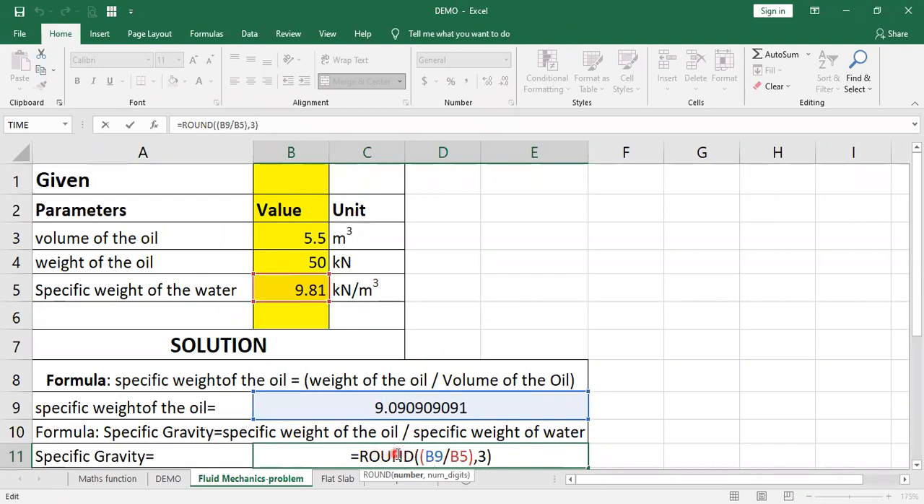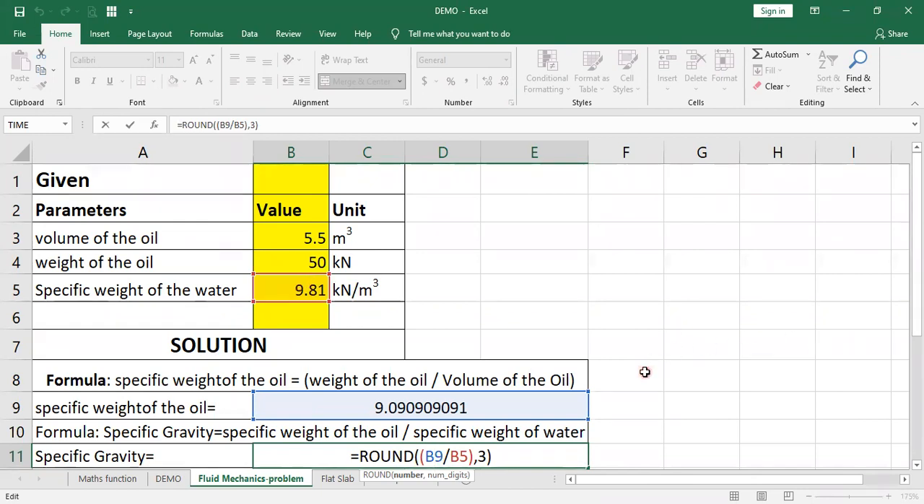First of all, you have to click on round, and then this is the cell address. What is the cell address? B9. What is B9? B9 is this one, the specific weight of the oil, divided by B5. What is B5? B5 is the specific weight of the water. So we have given here the cell address.